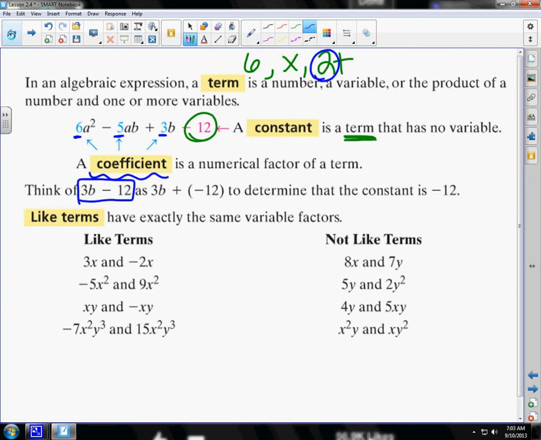Like terms have exactly the same variable factors. So here you can see these both have x's, so they're like terms. This has an x squared, this has an x squared, this has an xy and an xy, x squared y cubed, x squared y cubed. Those are all like terms. x and y are not like terms. y and y squared are not like terms. y and xy are not like terms. And x squared y and xy squared are not like terms.